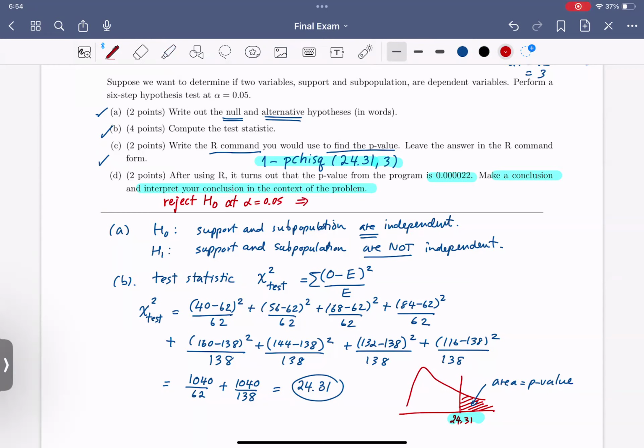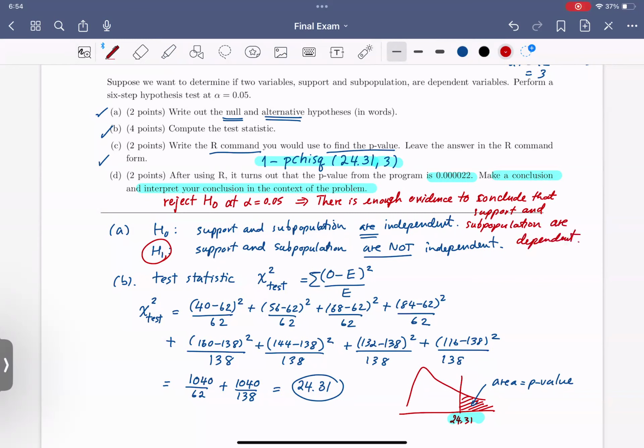And then the interpretation: once you reject, that means you believe H1. So it means there is enough evidence to conclude that support and subpopulation are dependent.